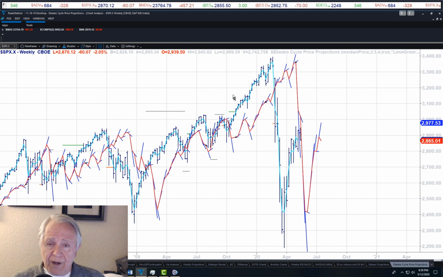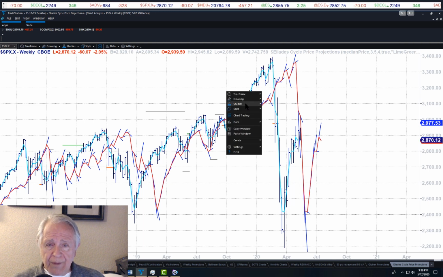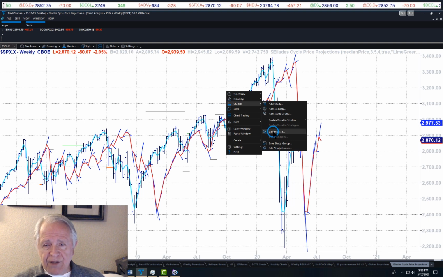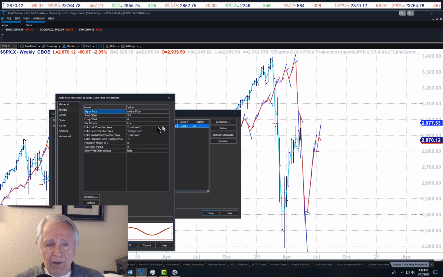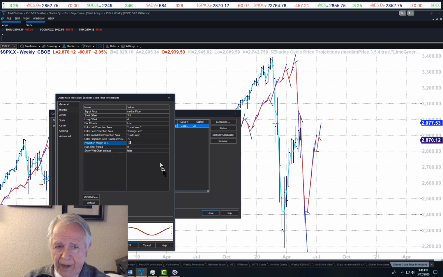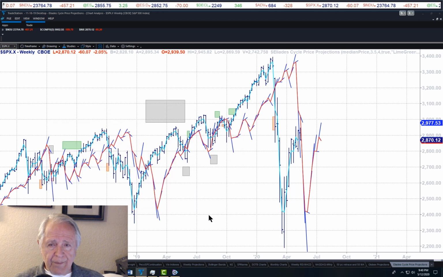But let's do this. Let's go to Studies, Edit Studies, go to our cycle price projections, customize them, and when we're doing weekly charts, projection margin in percent, we want that to be 10% as a general rule, okay? Now watch what happens to the projection boxes, okay? So all this shows you is the projections with a margin of error.